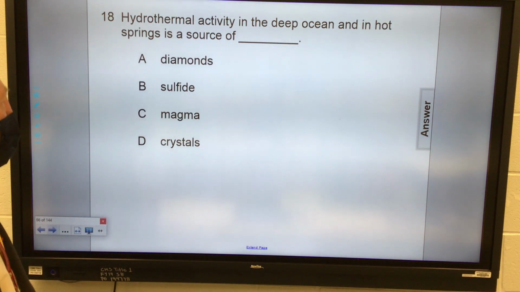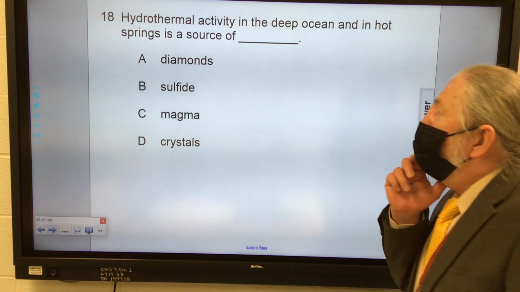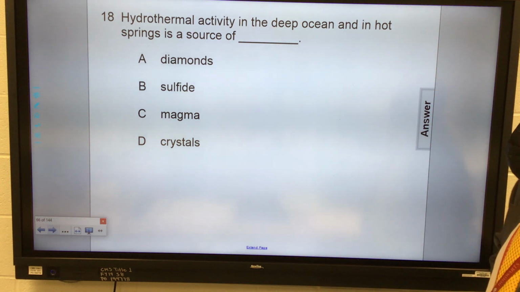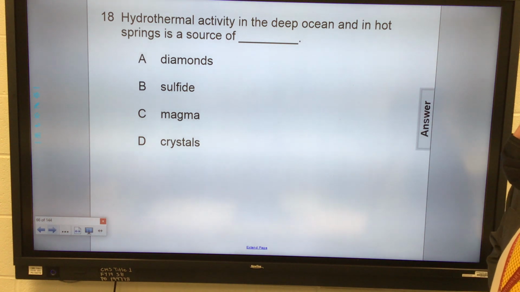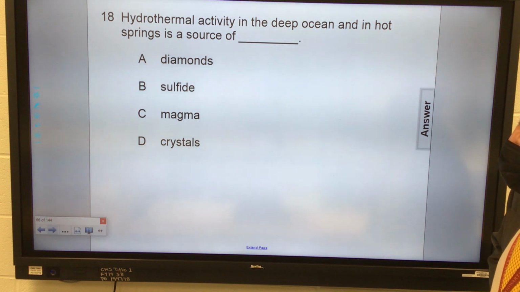Okay, let's look right here. Hydrothermal activity in the deep ocean and in hot springs is a source of what? Diamonds or sulfide? Hydrothermal activity is a source of what? Diamonds or sulfide? Mark your answer.